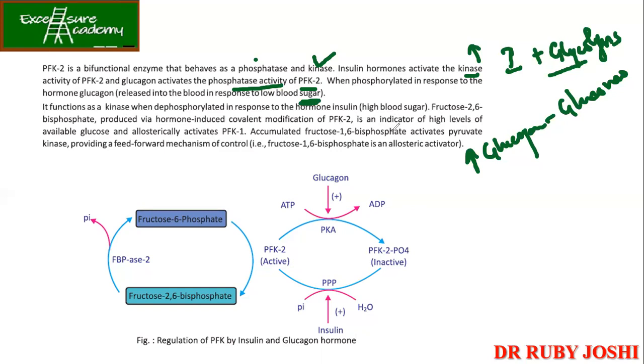Accumulated fructose 1,6-bisphosphate activates pyruvate kinase, providing a feedback mechanism; you have to look at the feedback control. Let's see how it happens. You have fructose 6-phosphate, PFK2 active, and you get fructose 2,6-bisphosphate. Phosphatase will give you back fructose 6-phosphate, and the extra phosphate will be removed. Now here is the effect of hormones, the regulation of hormone levels.